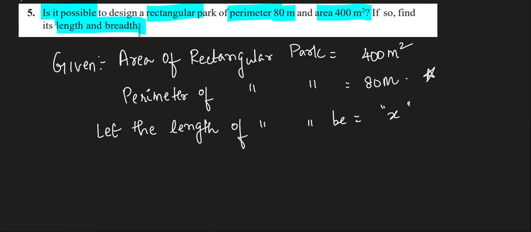So here two things we'll have to find. One, if it is possible to design a rectangular park with the given conditions, that the perimeter is 80 and the area is 400 meters square. If so, if it is possible, then we'll have to find what L and B are.